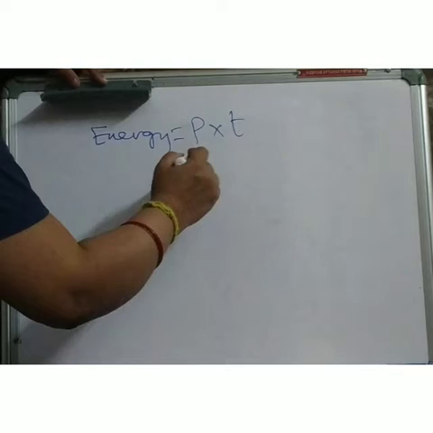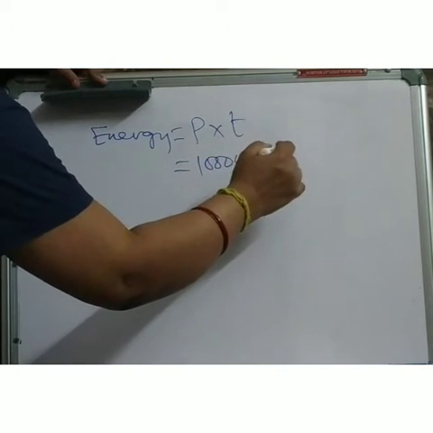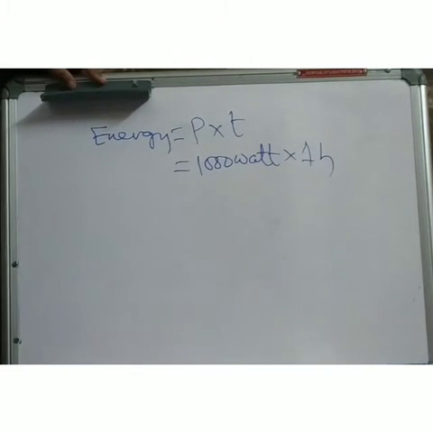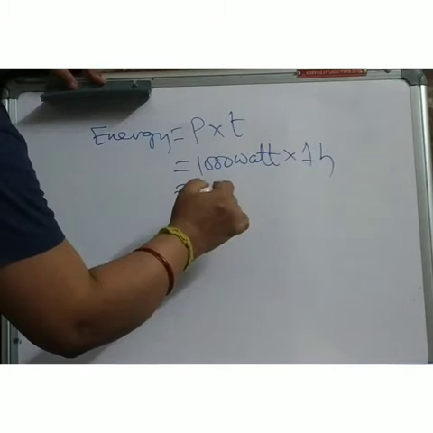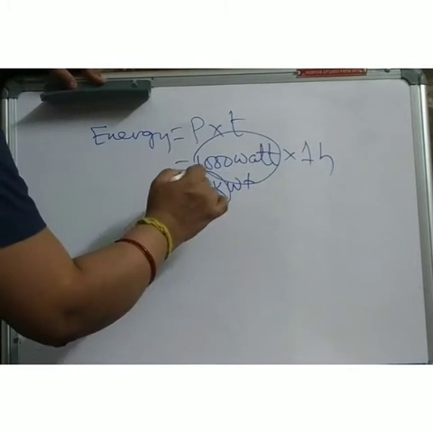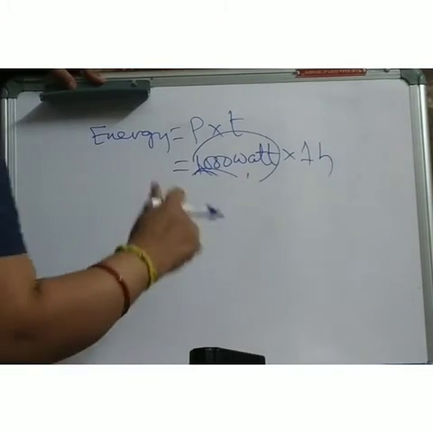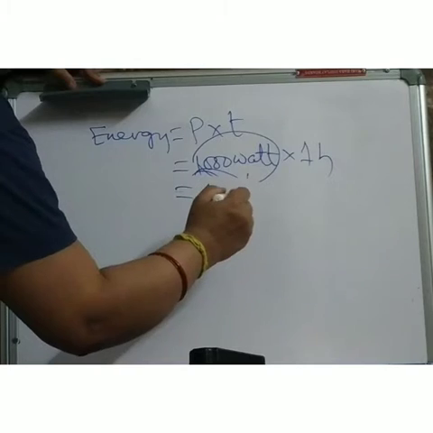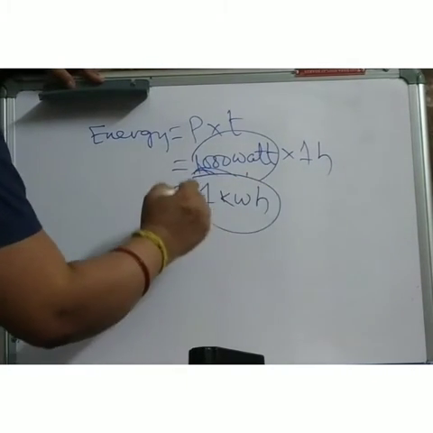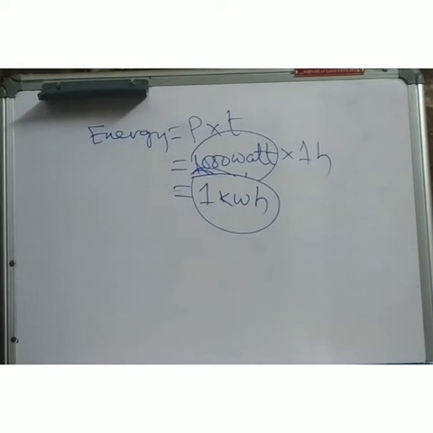If the power consumed is 1000 watt and it runs for 1 hour, then it is 1 kilowatt hour. 1000 watt is equal to 1 kilowatt, and for 1 hour. So this is the commercial unit of energy, that is 1 kilowatt hour.